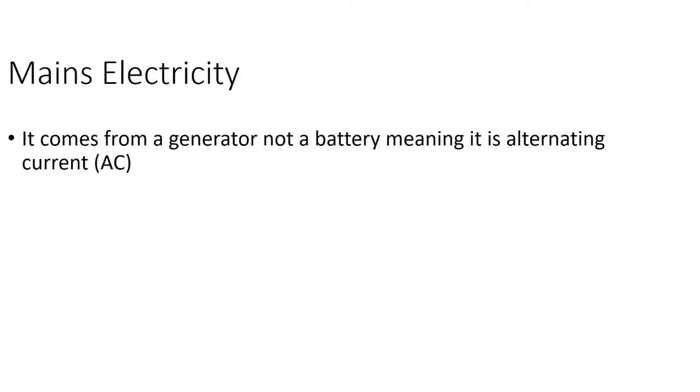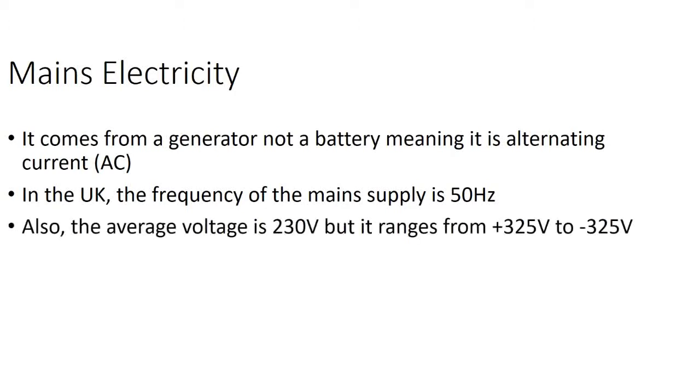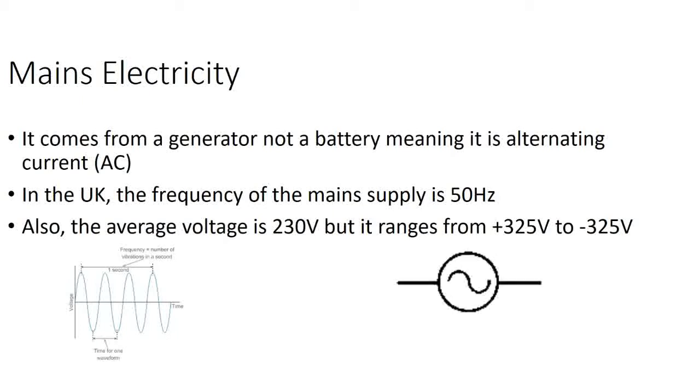Mains electricity comes from a generator, not a battery, meaning it is alternating current. In the UK, the frequency of the main supply is 50 Hz. The average voltage in the UK is 230 volts, but it ranges from plus 325 volts to minus 325 volts. Here is a graph showing the voltage over time, and that is the circuit symbol for a mains supply.